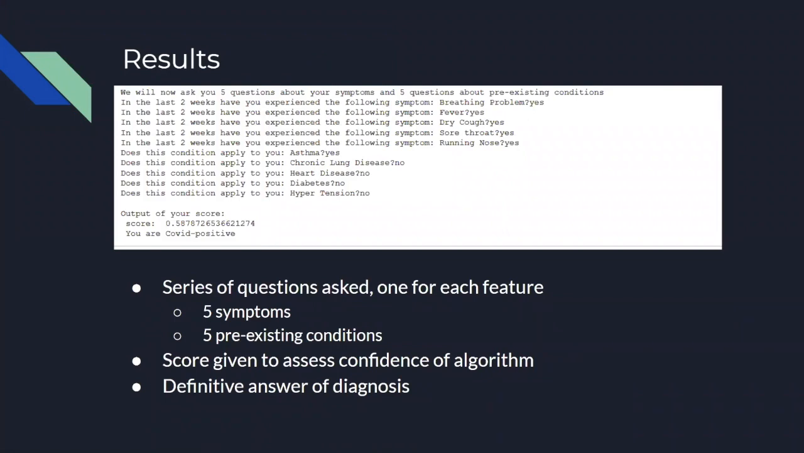And so the way that we did this is we asked a series of 10 questions, 5 symptom questions, and then 5 pre-existing condition questions. A score was given to assess how confident our algorithm was about our diagnosis, along with the diagnosis.